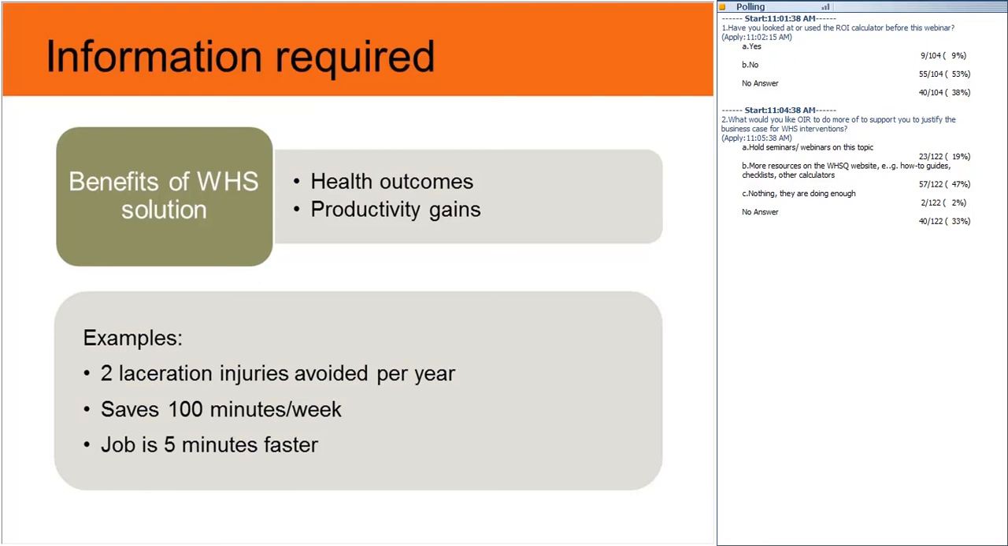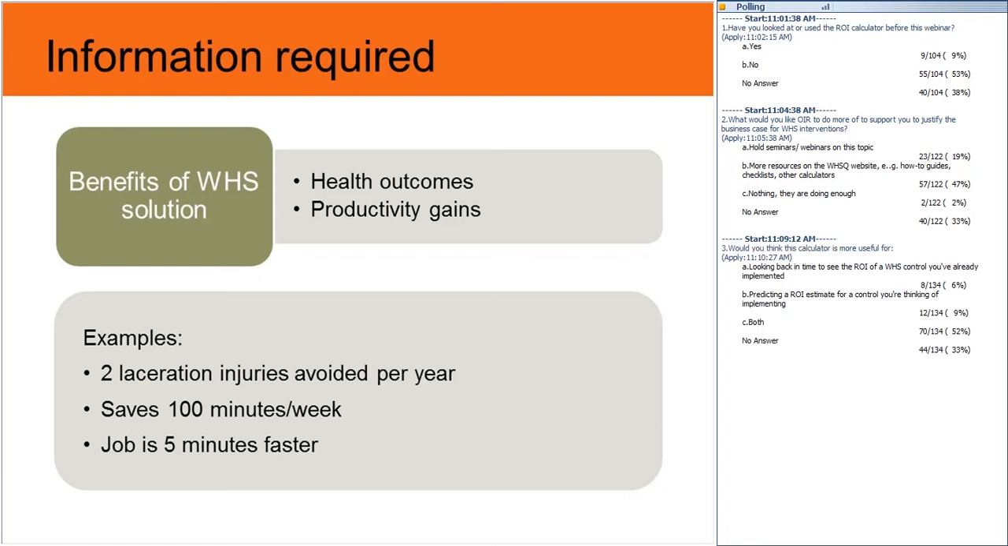And so we'll flick over to our third polling question. Would you think this calculator is more useful for A, looking back in time, so retrospectively to evaluate the ROI of a health and safety control you've already implemented, B, predicting an ROI estimate for a control you're thinking of implementing, so looking forward in time, or perhaps you'd think that you probably would use this for both. So we see here that half of you probably would use it for both, looking at it back in time, so retrospectively, as well as in the future, so forward estimate of your return on investment, which is great.